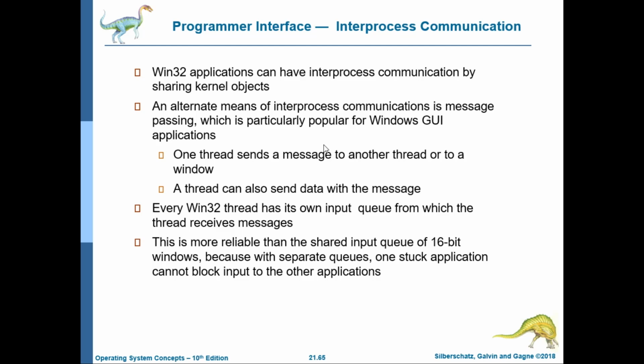Another one is the inter-process communication programmer interface. Win32 applications can have inter-process communication by sharing kernel objects. An alternate means of inter-process communication is message passing, which is particularly popular for Windows GUI applications. One thread sends a message to another thread or to a window, and a thread can also send data with the message. Every Win32 thread has its own input queue from which the thread receives messages. This is more reliable than the shared input queue of 16-bit Windows because with separate queues, one stuck application cannot block input into the other applications.